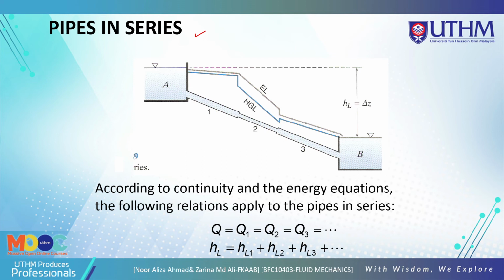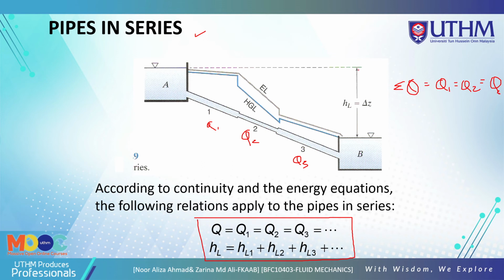Okay, so we have the EL energy line here and the HGL here, based on pipe 1, pipe 2, and pipe 3. The basic assumption that you must know for pipe in series is here. Q is equal to Q1, Q2; this is Q1, this is Q2, this is Q3. Untuk pipe in series, dia bersambung secara series. So total Q must include Q1 is equal to Q2, Q3.